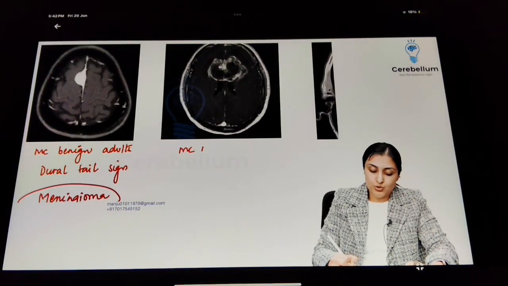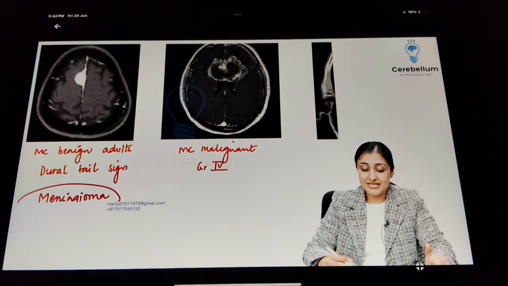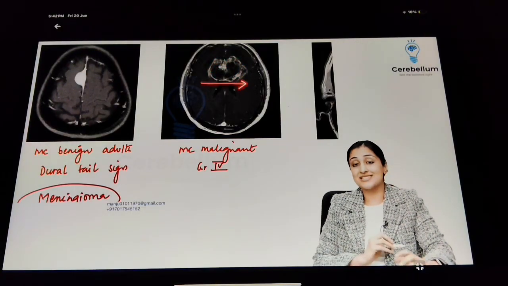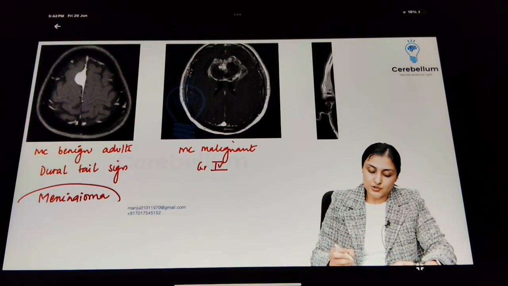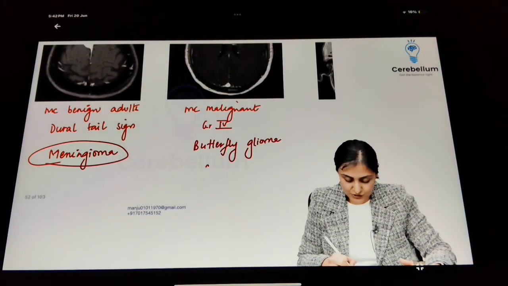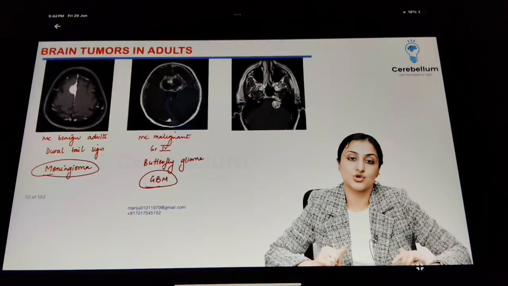This one here is the most common malignant tumor of adults. It's a WHO grade 4 tumor, the most aggressive tumor. You can see how necrotic it is. The periphery is enhancing, the center is not enhancing, and the classical feature is that it is crossing the midline. There are very few things which can destroy the corpus callosum and go to the other side, and this is one of them. Because of its midline crossing ability, it has been referred to as a butterfly glioma, and the diagnosis becomes GBM, glioblastoma multiforme, now called glioblastoma. So this is the most common malignant tumor.